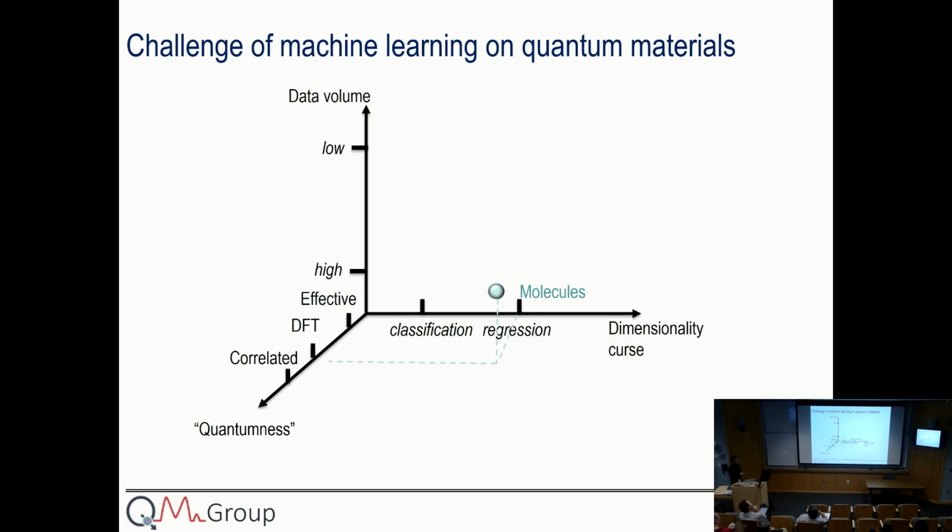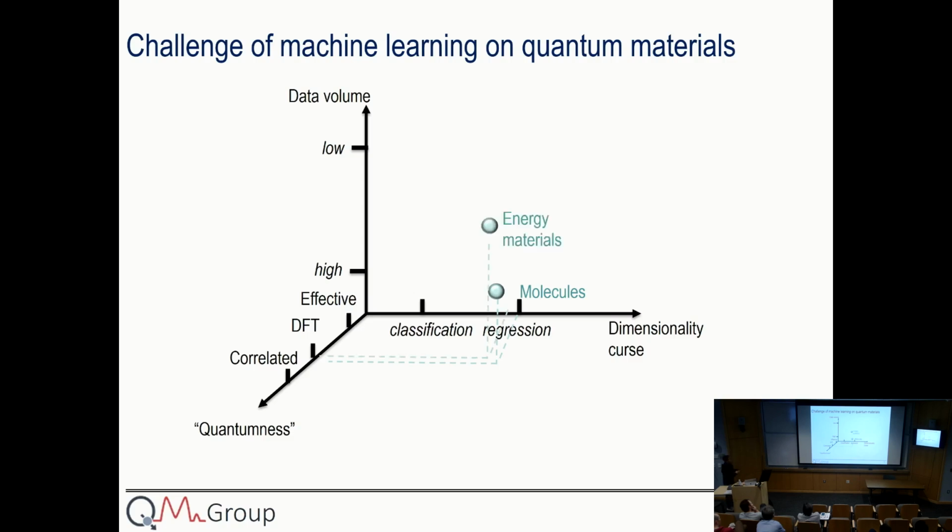That's why if you look at some successful examples, such as pharmaceutical molecules, they have billions of data points, so very high data volume, and it's relatively easy to compute the properties without considering strong correlation. And many times they just want to do simple classification or regression. It can be very successful for machine learning.